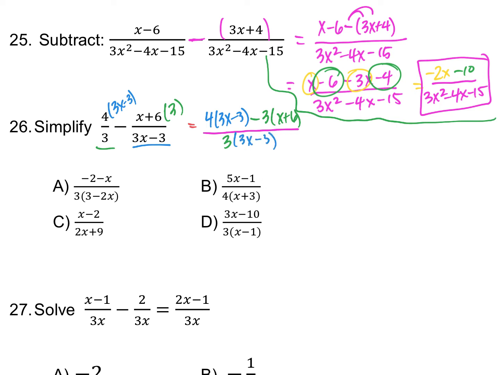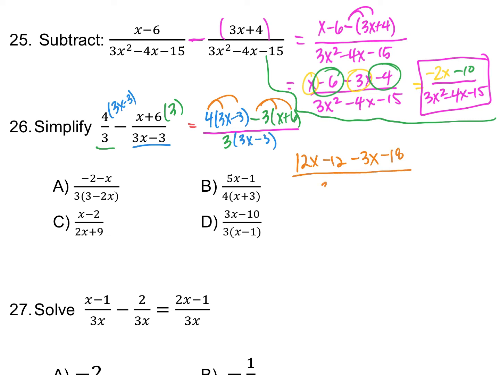Then I'm just going to simplify the numerator. So let's go with orange. So I'm going to distribute that. So I'm going to get 12x minus 12. And I'm going to distribute this. That's going to give me a negative 3x minus 18.